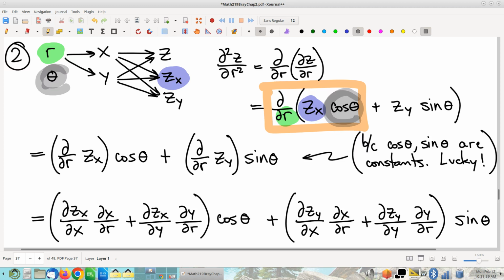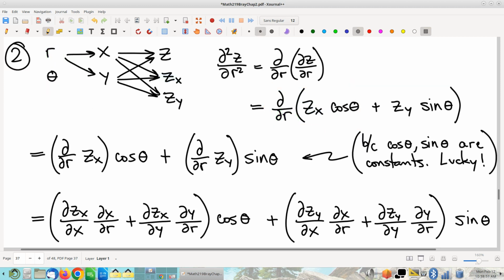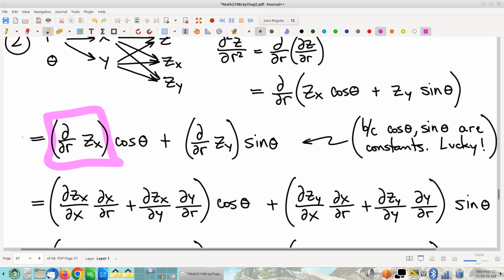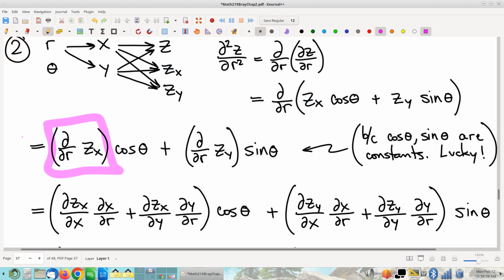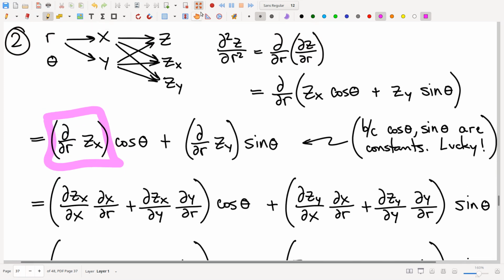Okay, so theta being a constant, cosine theta being a constant, I can factor that out and reduce the question now down to: what is the partial of z_x with respect to r? Let's do it like this. There we go. So theta is a constant, so cosine theta is a constant, so nothing happens with that. But how do I take the partial of z_x with respect to r?